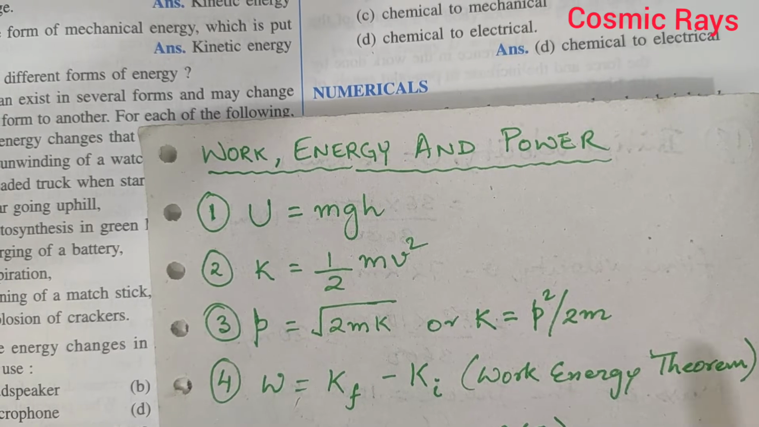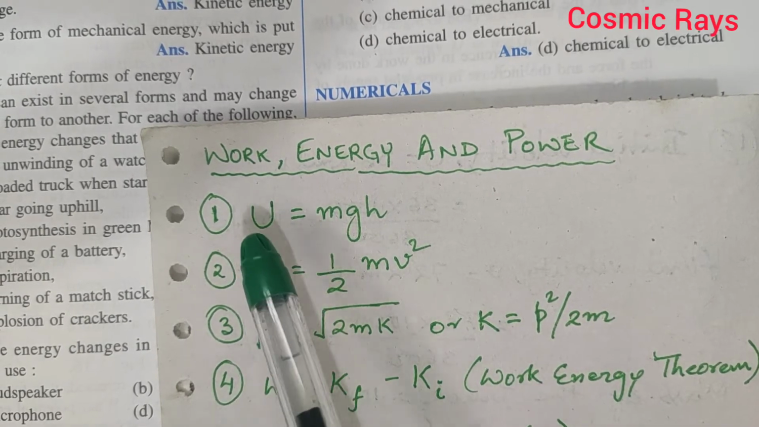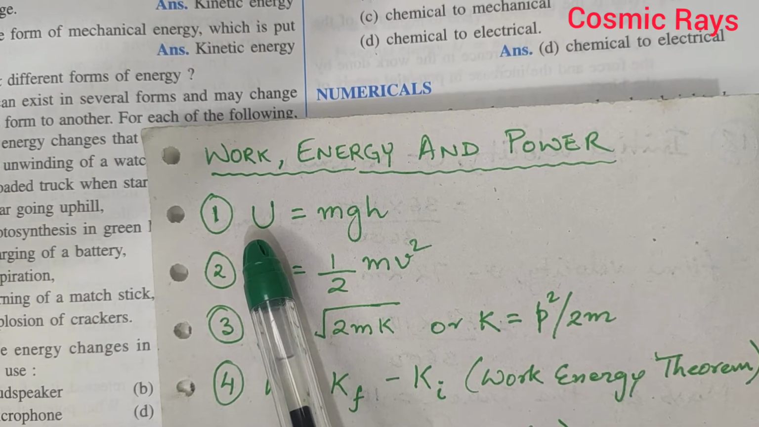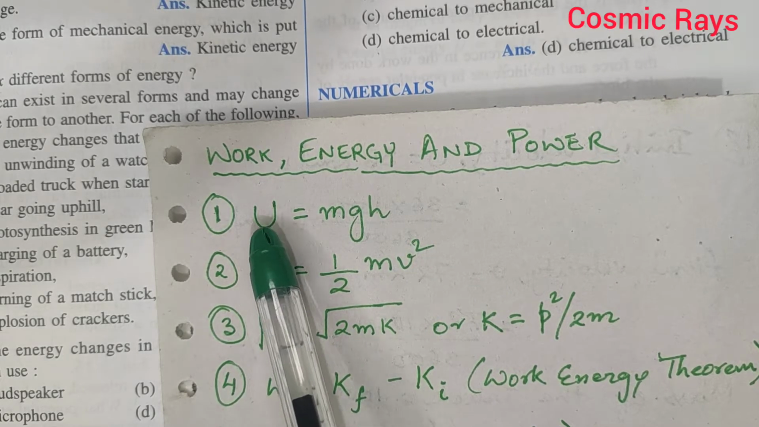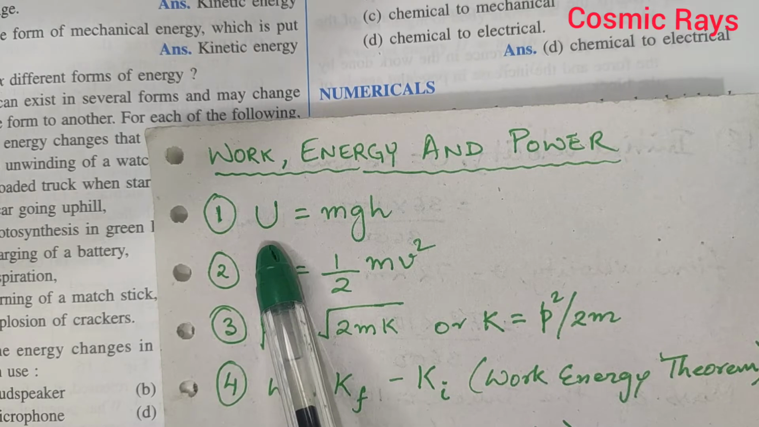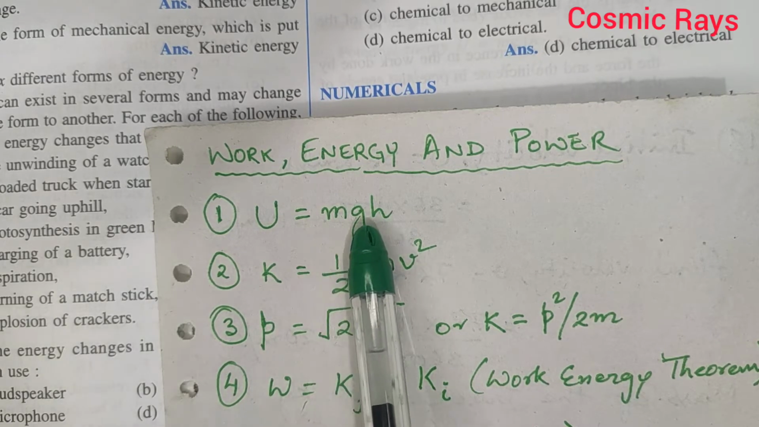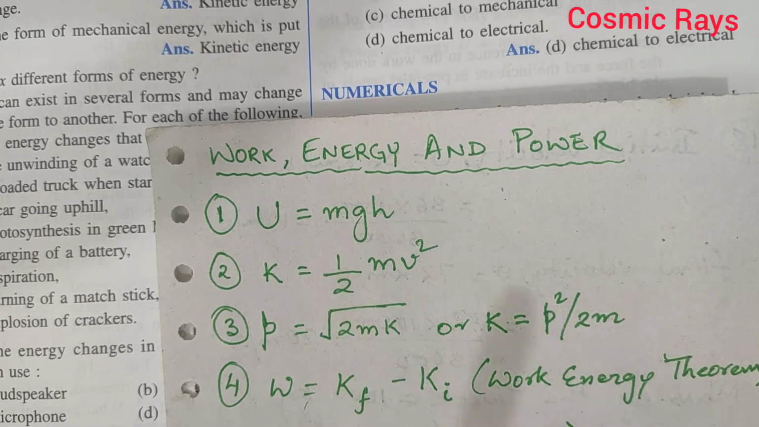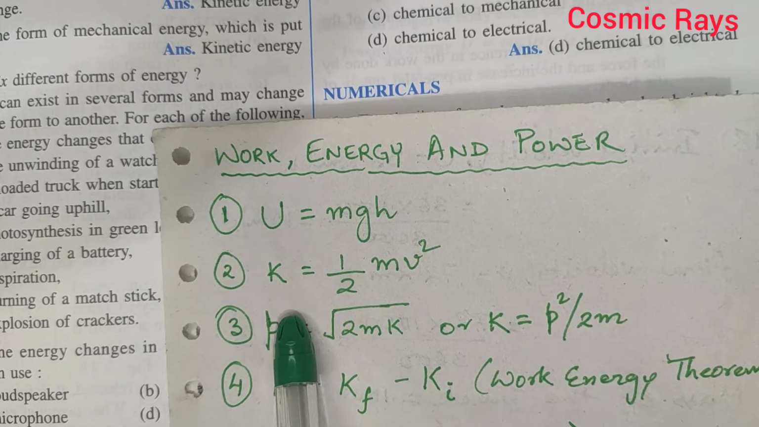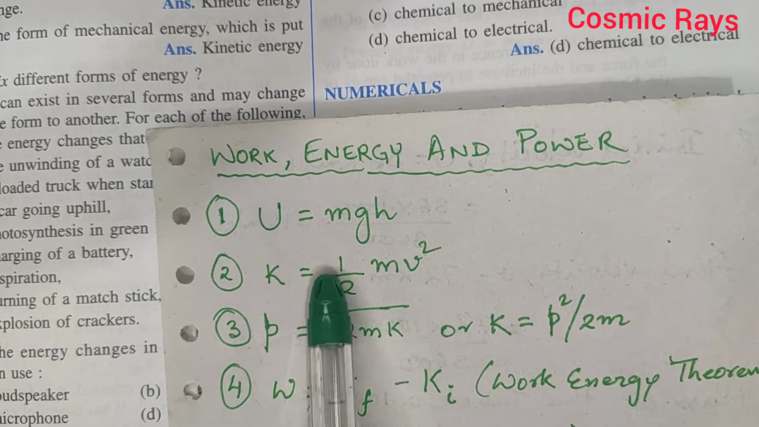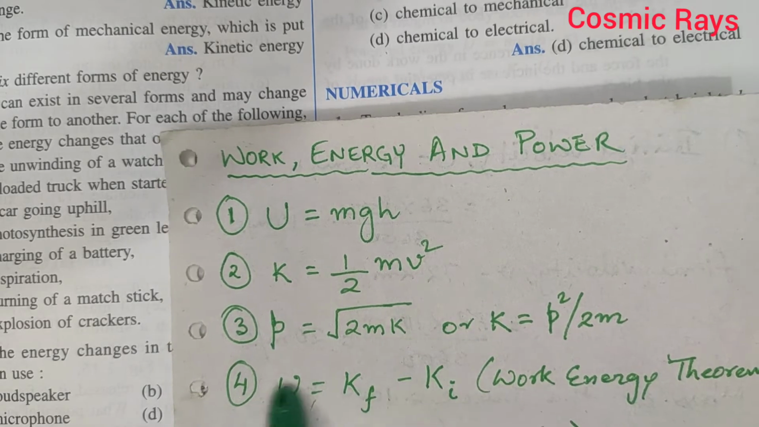Here we will be using the formula for gravitational potential energy, which is represented as U is equal to mgh. This is the same formula that we use for potential energy as well. Then we have the equation for kinetic energy, that is half mv square.